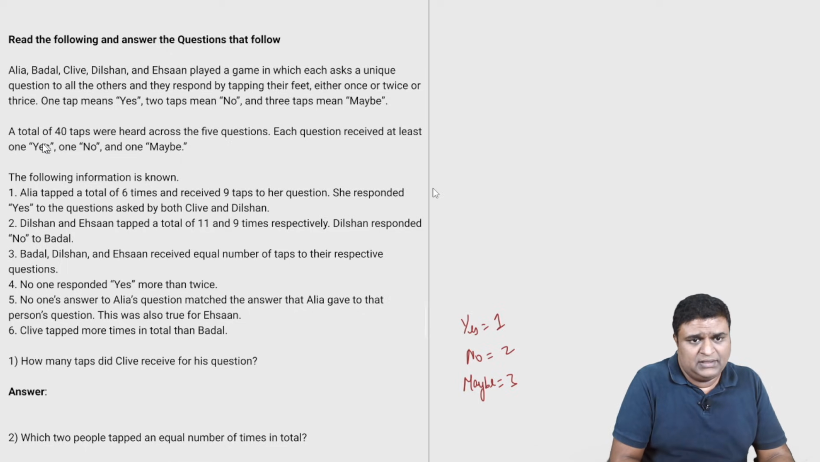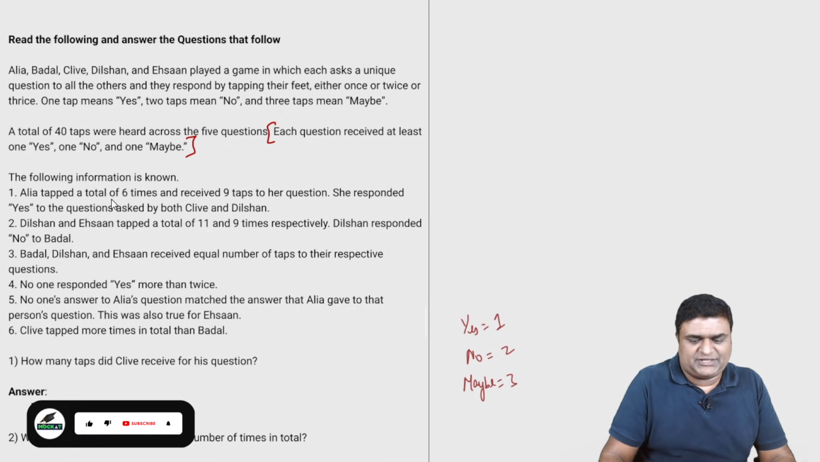Okay, fine. A total of 40 taps were heard across the 5 questions. Each question received at least one yes, one no, and one maybe. So if A is asking, 4 people are responding. Now, you will definitely have a yes, no, and a maybe. And the fourth person could be one of these repeated, right? That we can understand over here. Alia tapped a total of 6 times. Alia is tapping for B, C, D, E a total of 6 times. Alia is receiving 9 taps to her question.